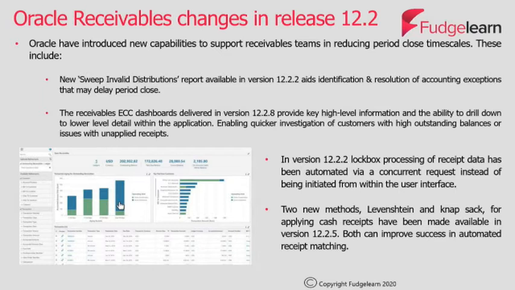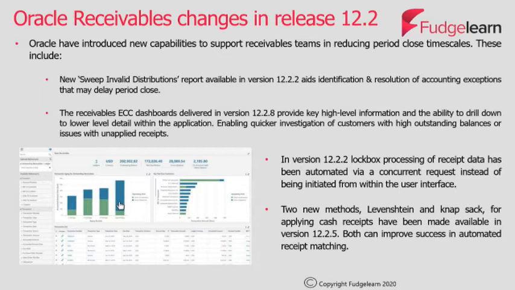In version 12.2.5, there are two new methods made available for applying cash receipts. These are Levenshtein and Knapsack. Using the Levenshtein distance algorithm for matching scores automatically applies the receipt based on a score threshold. This means that receipts can be prioritised and applied more effectively.